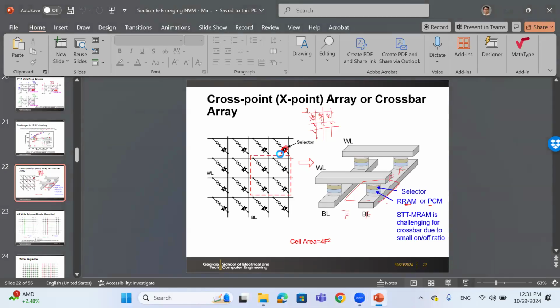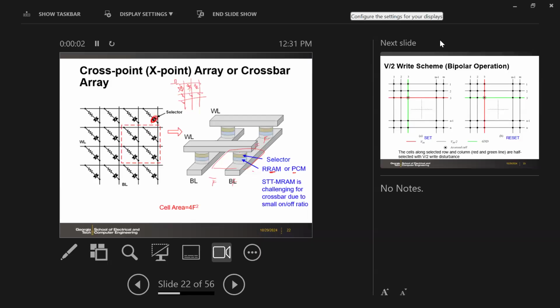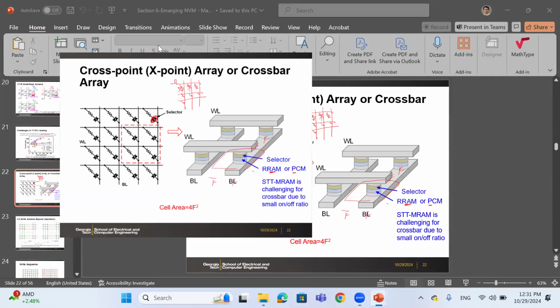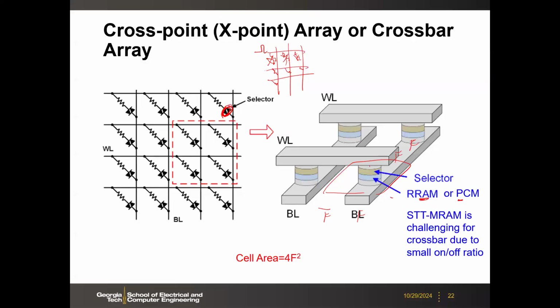So today we will continue our discussions on the cross-point memory. And last lecture we talked about emerging memories. And there are two kinds of array architectures. One is this 1T1R, and then the other one is this cross-point array, or sometimes we call crossbar array. So we already started the discussions here.